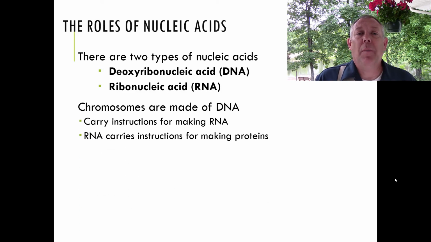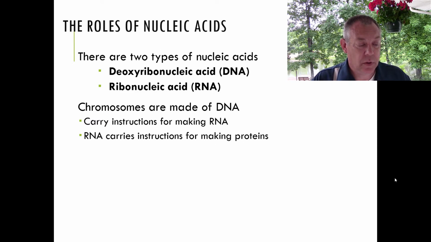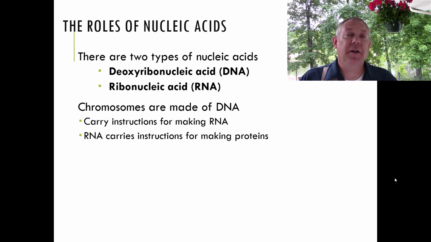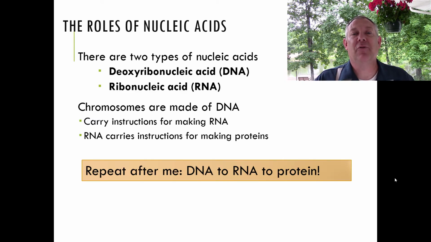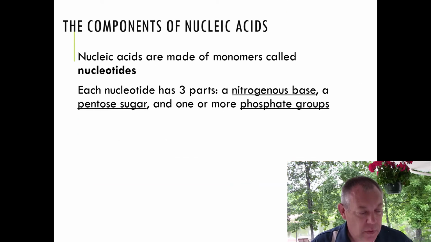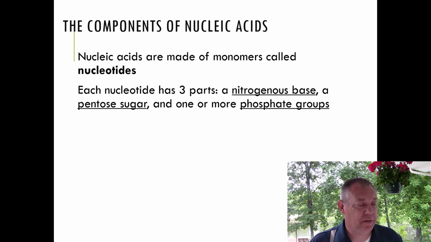Your chromosomes are all made of DNA. A long strand of DNA with some proteins wrapped around it is what a chromosome is. The DNA carries instructions for making RNA. So one nucleic acid has the instructions for making another nucleic acid. And then the RNA carries instructions for making proteins. So again, remember our mantra: before you go to bed at night, DNA makes RNA, makes protein, right? We're going to talk about the details of how one makes the other when we talk about genetics.